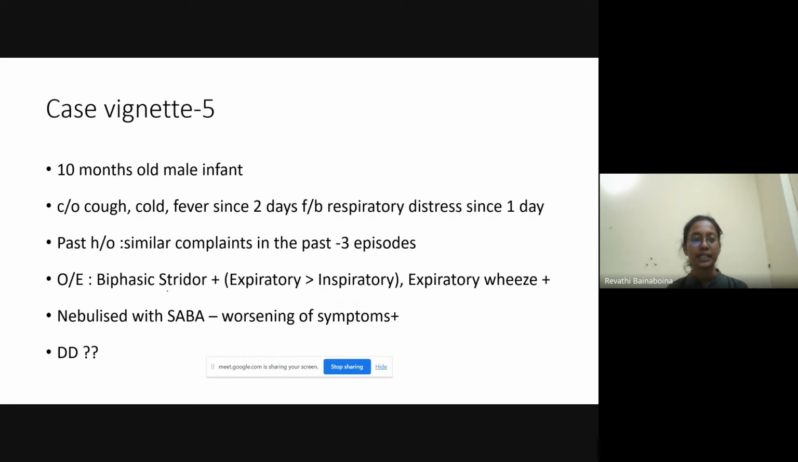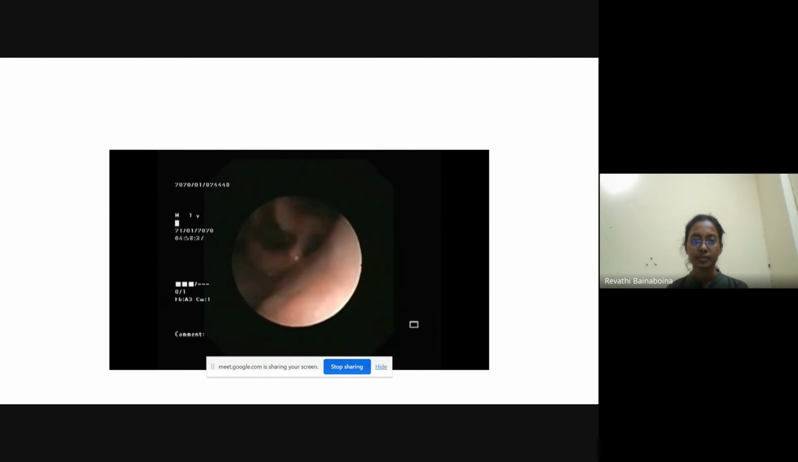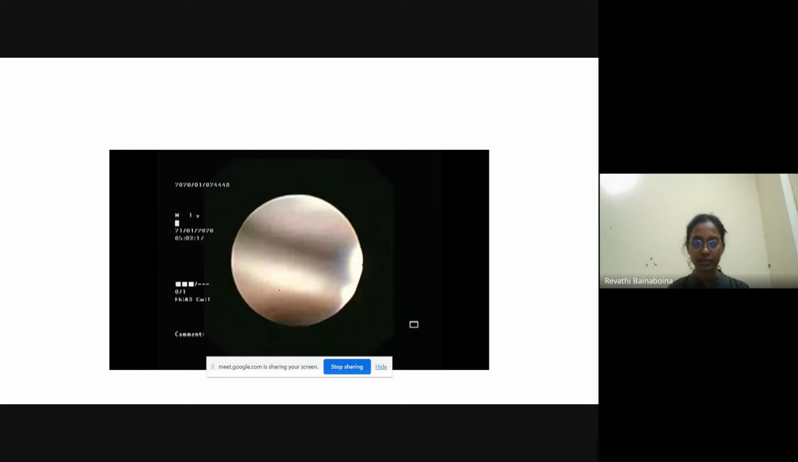In the ER, the child received nebulization with SABA, salbutamol. There is worsening of symptoms. So this is the bronchoscopy. Here we can see there is a collapse of the glottis and subglottic region, causing narrowing of the glottis and subglottic region.